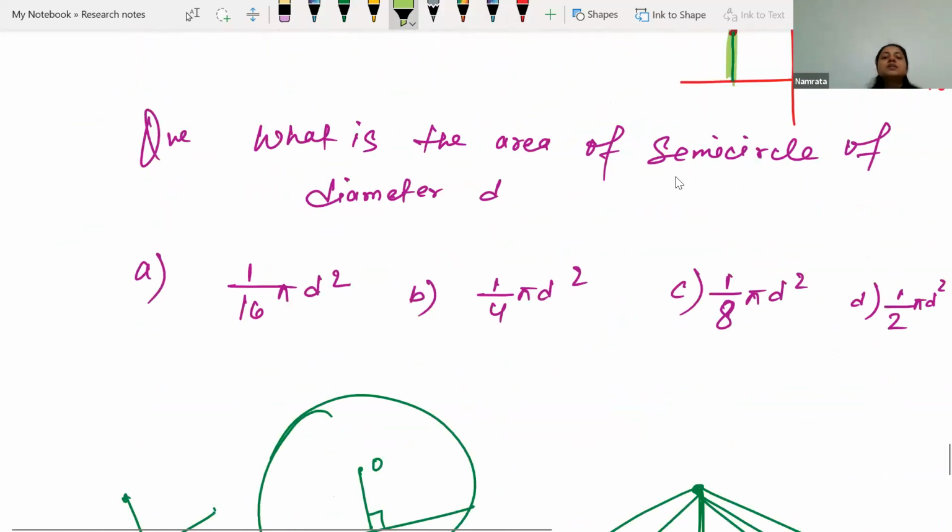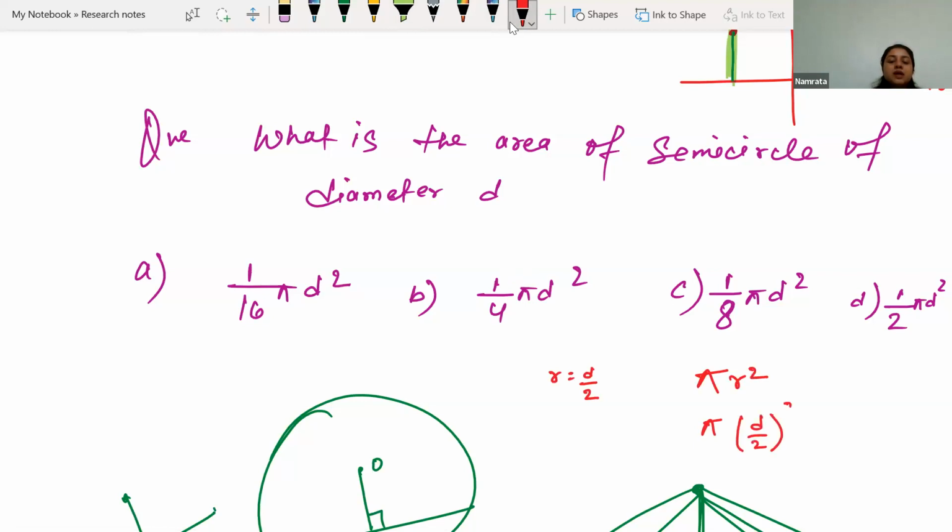What is the area of the semicircle of diameter d? A circle has diameter d, and we have to find the area of the semicircle from these 4 options. Which one will be the correct option? If the circle has diameter d, the radius of the circle will be d over 2. The area of the circle formula is pi r square. So we can write pi times d by 2 whole square, that means pi d square by 4.